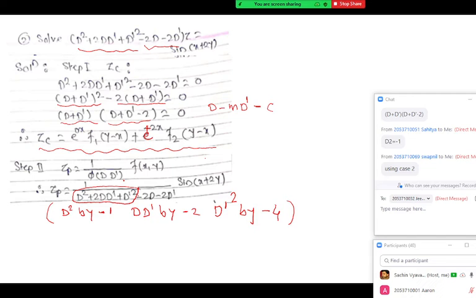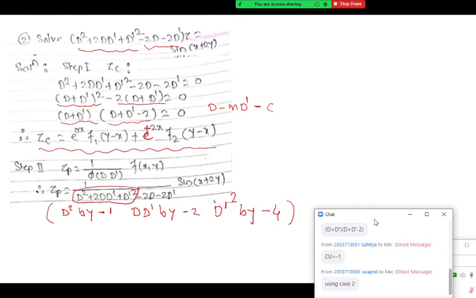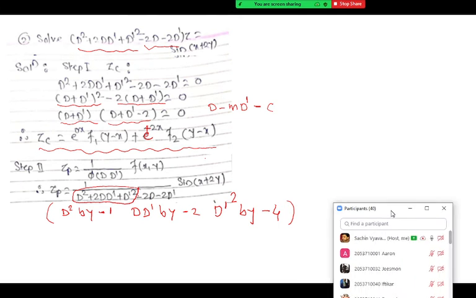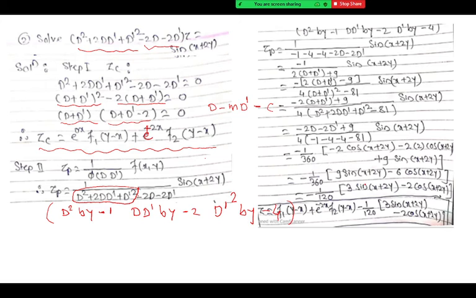And after that, to remove the linear term, we should rationalize again, just like LDE, exactly the same way as LDE. I'll show you all the remaining steps here. So this is the complete solution, the final answer.